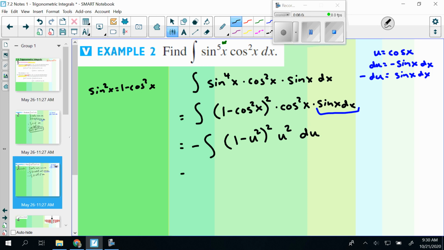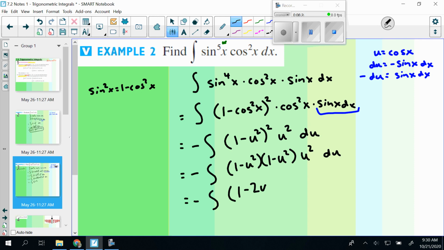So we are going to actually have to multiply this one out. Let's think of this as 1 minus u squared times another 1 minus u squared. We're going to FOIL that, and then we'll have to multiply that final u squared there. So if we FOIL that out, we're going to get a 1 minus u squared minus another u squared, so minus 2u squared. And then negative u squared times negative u squared is going to be positive u to the 4th power times that additional u squared.